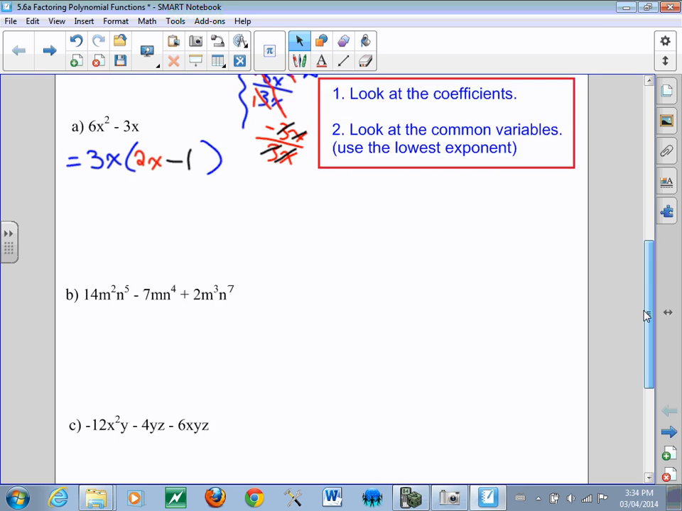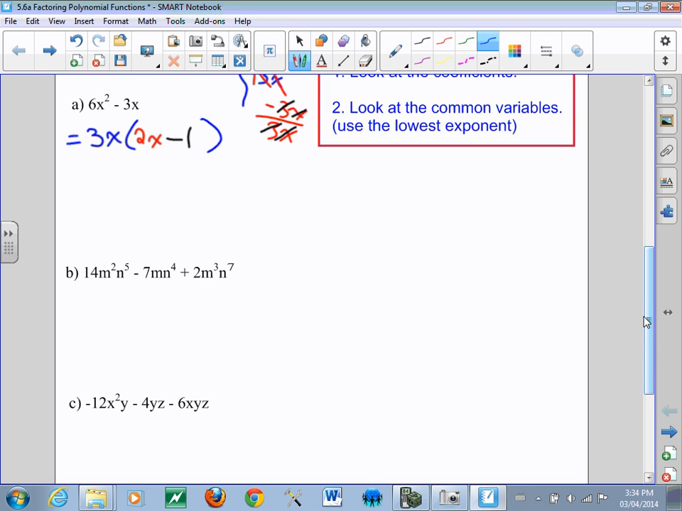All right, moving on to a harder question. B, looking at our coefficients, do we have a number that goes into 14, 7, and 2? Not this time, so we can look for our variables. Does every term have an m? Yes. The lowest power of m is m to the power 1, which is in the second term. Then we look for our n's. Does n occur in every term? Yes, and the lowest n we see is n to the 4th. You could leave it as m to the power of 1, or you can just leave it as m, because m understands that it's m to the power of 1. So that's our greatest common factor.